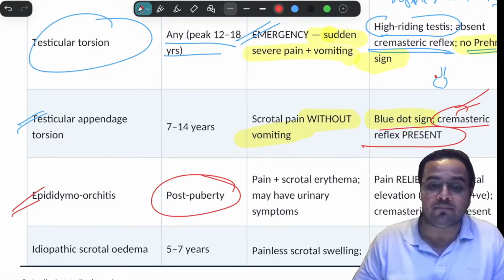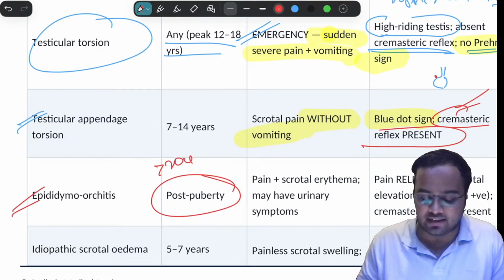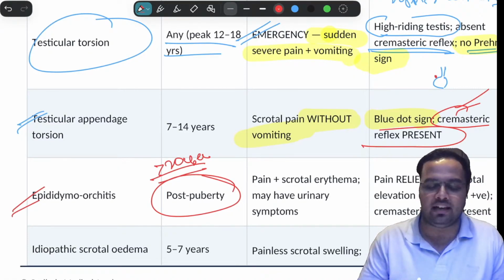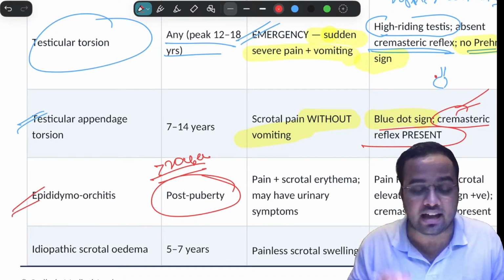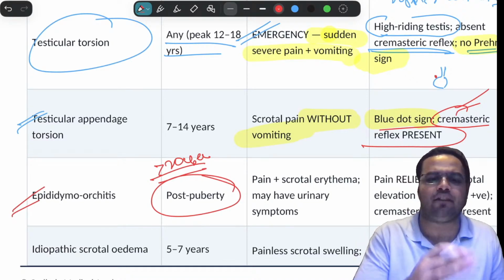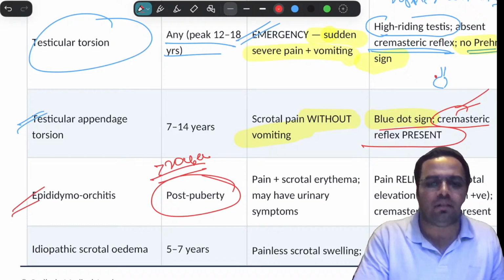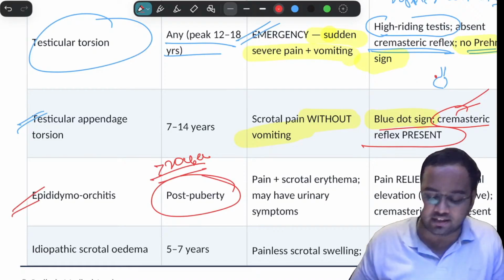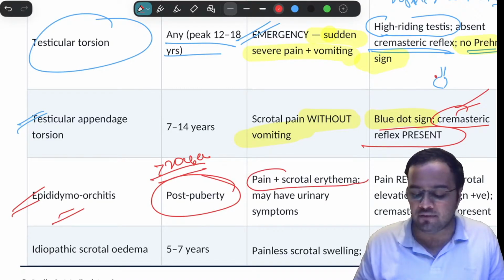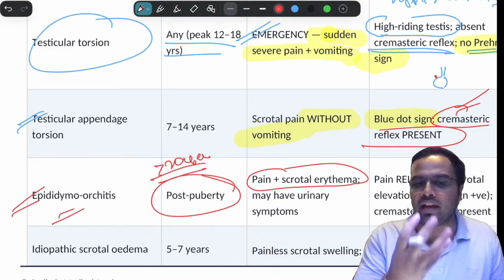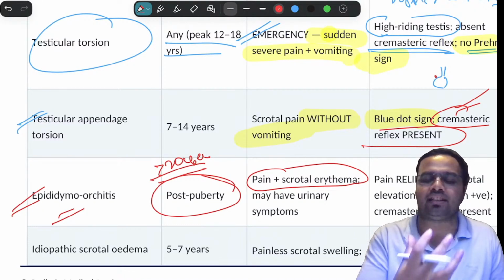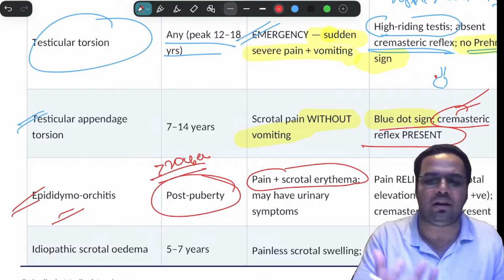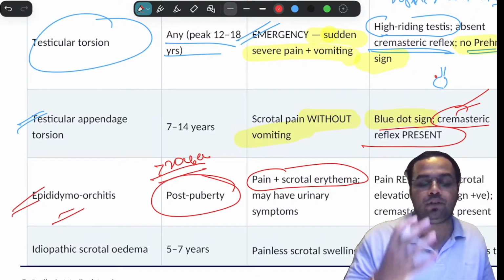Epididymo-orchitis mostly happens in post-puberty. So usually after 20 years of age, in Western countries, people become sexually active. It happens now also in India, but in Western countries, mostly after 20 years of age, then there are infections, UTI, and it causes epididymo-orchitis. So pain with scrotal erythema. So even there you can see some amount of scrotal swelling. Why is scrotal swelling seen? Because there is reactionary inflammation of the tunica. There is inflammation of the tunica vaginalis.